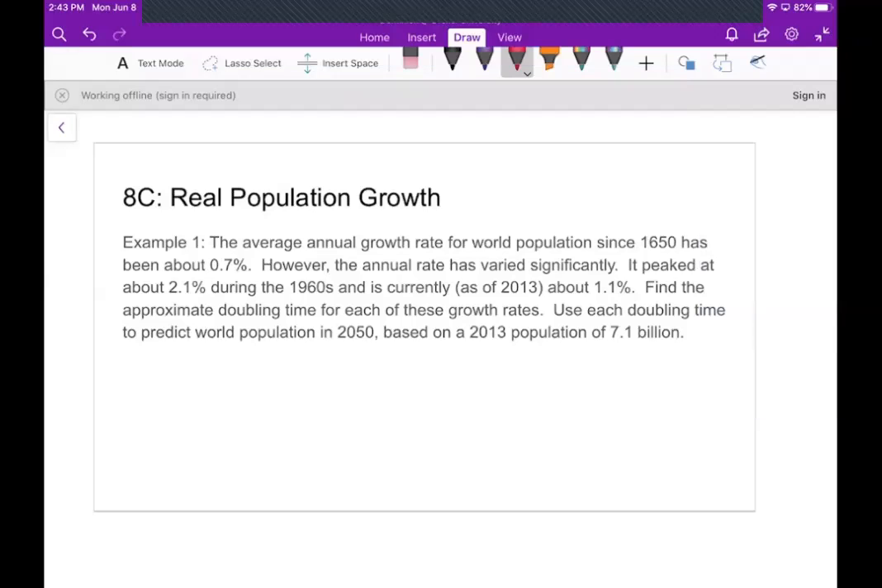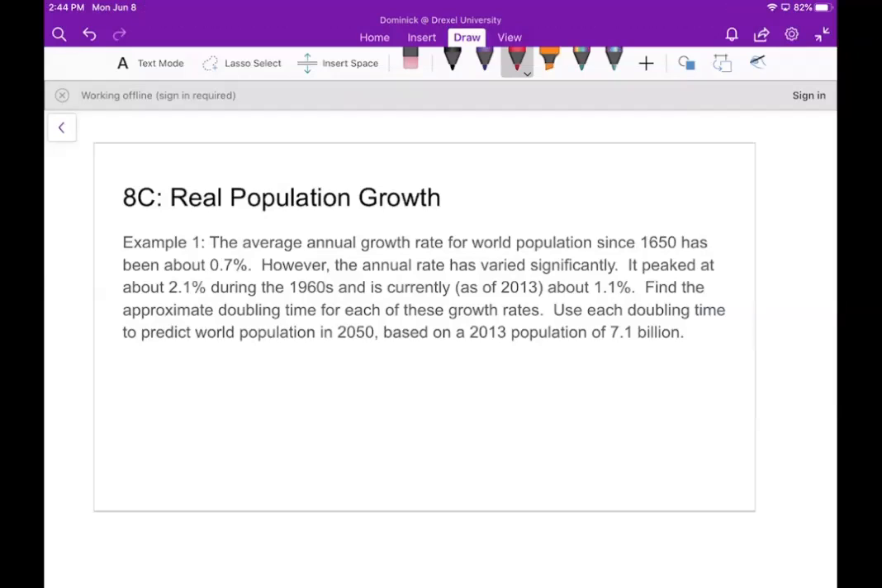Okay, guys, welcome. Today we're going to talk about real population growth. Now, in our last video, we talked about the idea of doubling time and half-life. So we're going to be using some of those concepts again in this video. So if you haven't seen that video already, you might want to check that one out.